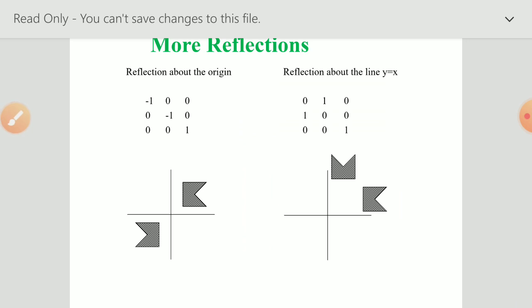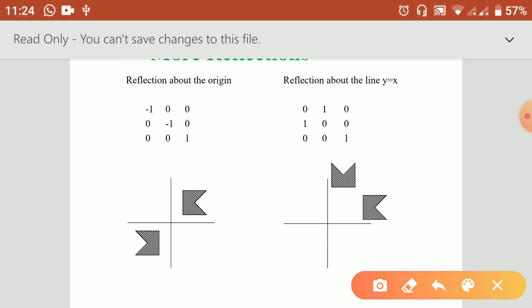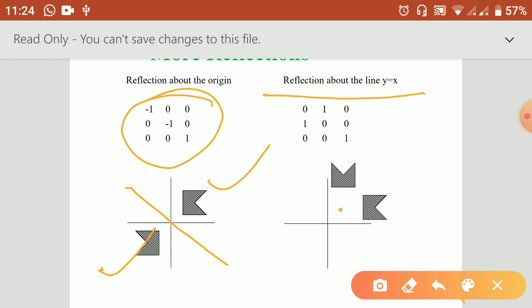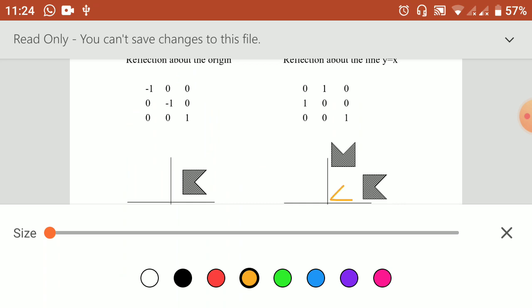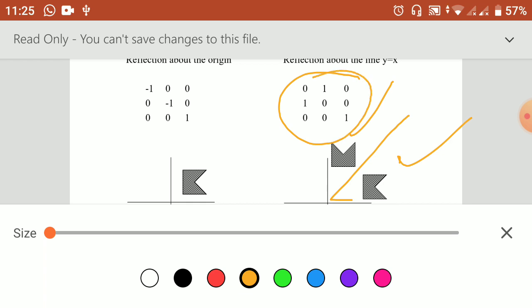Another possibility of reflection is that the object is reflected about both the x and y axes. It is reflecting from here to here, then the matrix will be this one. If it is reflecting about the line y equals x, meaning this line at a 45-degree angle, then if this is the object, after reflection it will be here, and this matrix is fixed. You need to multiply the coordinates with this matrix.